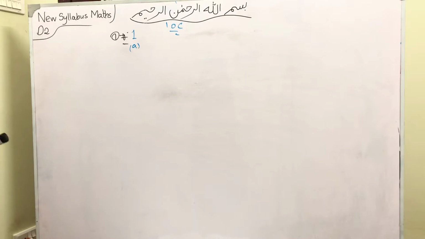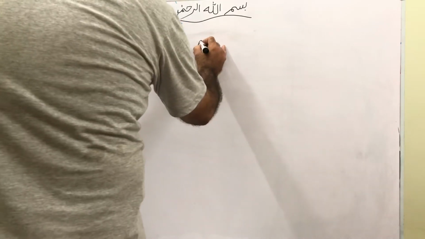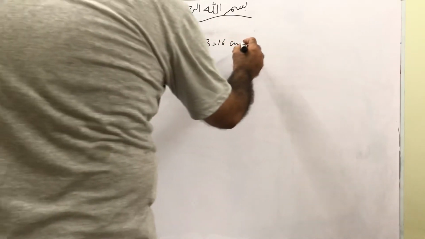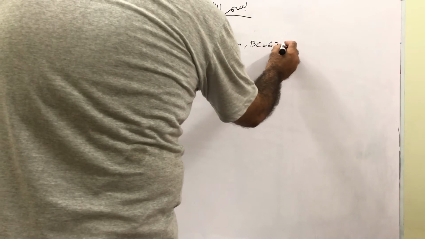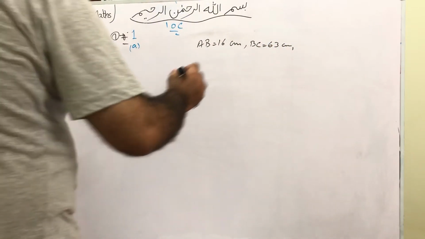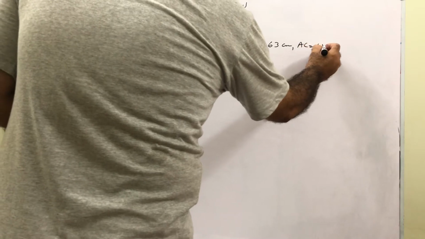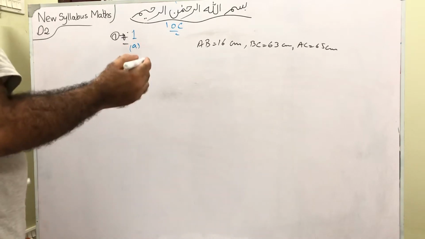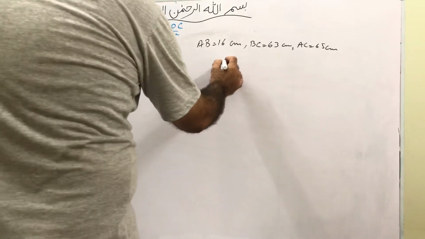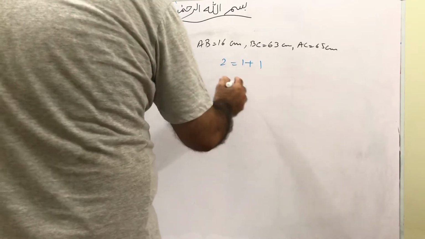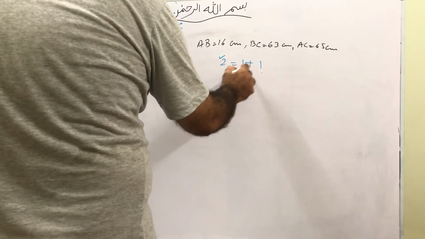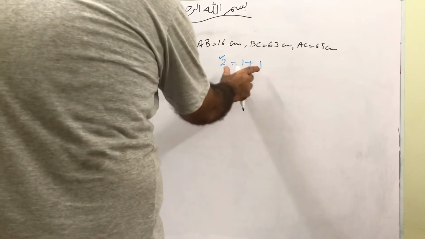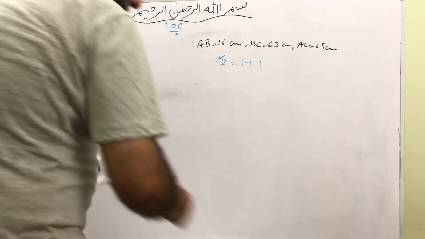It is written that AB is equal to 16, and then BC is equal to 63, and then AC is equal to 65. Here we need to remember one thing: if 2 is equal to 1 plus 1, it means it is a bigger side and these are two smaller sides. The two smaller sides add up to make the bigger side. So if both sides are equal, it means we have the proof.